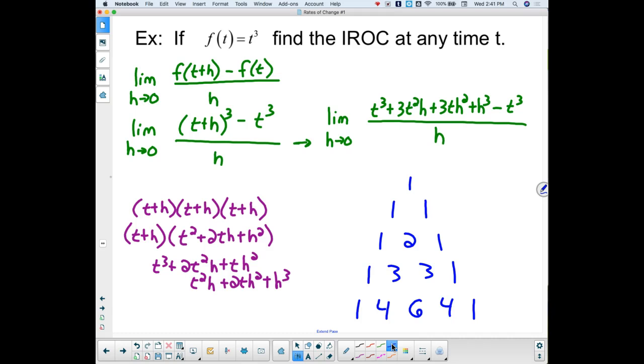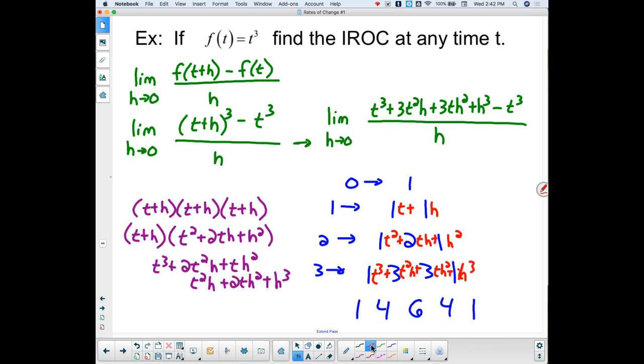So this would be to the 0 power, the first power, second power, third power. Anything to the 0 power is 1. Then this would be t plus h to the first power. Second power would be t squared plus th plus h squared. Third power would be t cubed plus 3t squared h plus 3th squared plus h cubed.